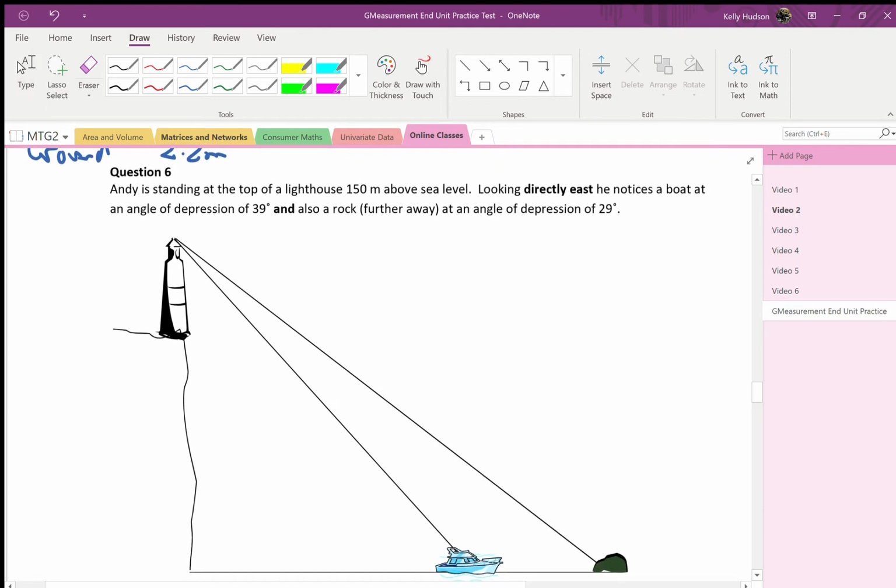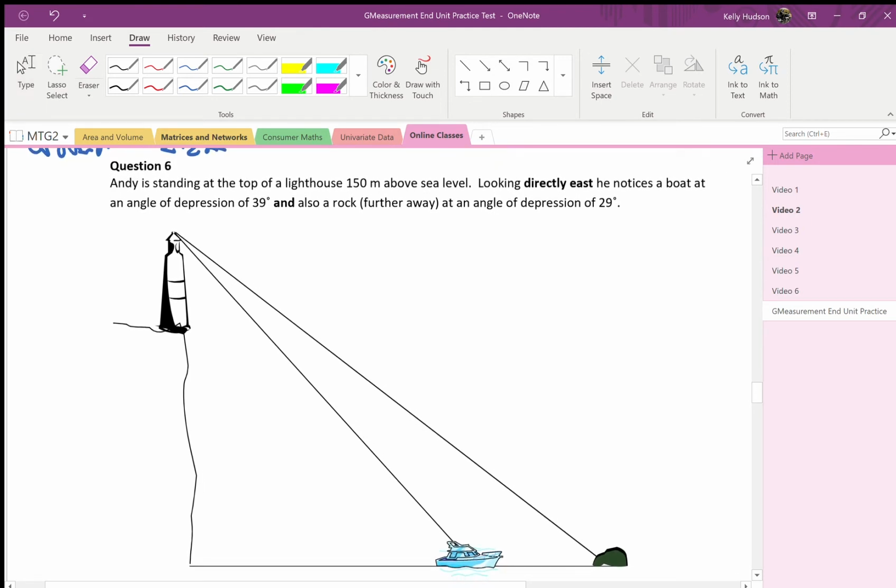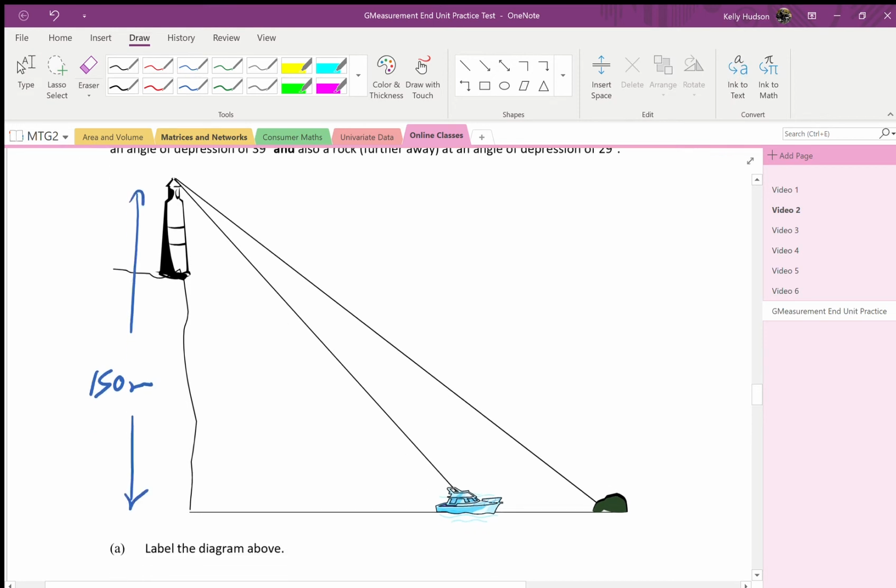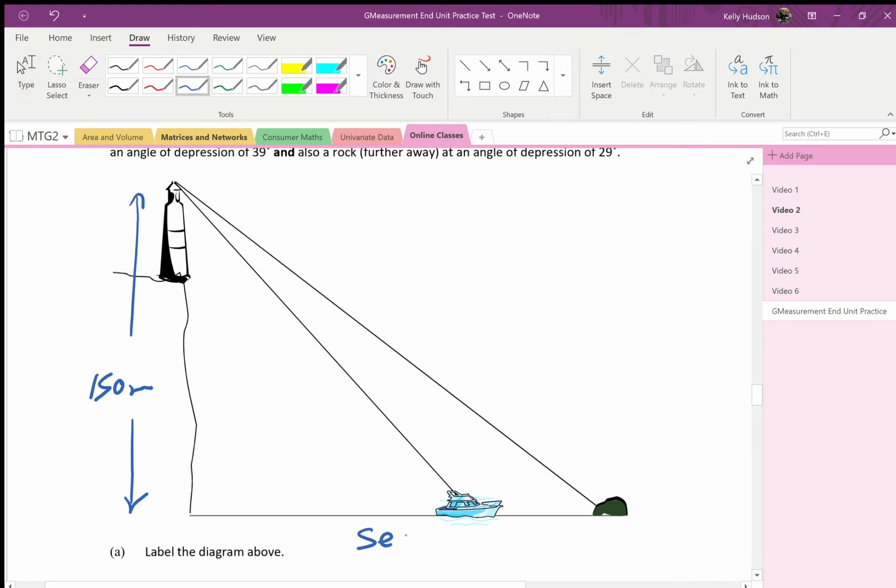Alright, Andy is standing on the top of a lighthouse, 150 metres above the sea level. So let's write 150 metres here. So that's there. This must be the sea down here. And he's looking direct east. He notices the boat at an angle of depression of 39 degrees, and also a rock, which is 29 degrees.